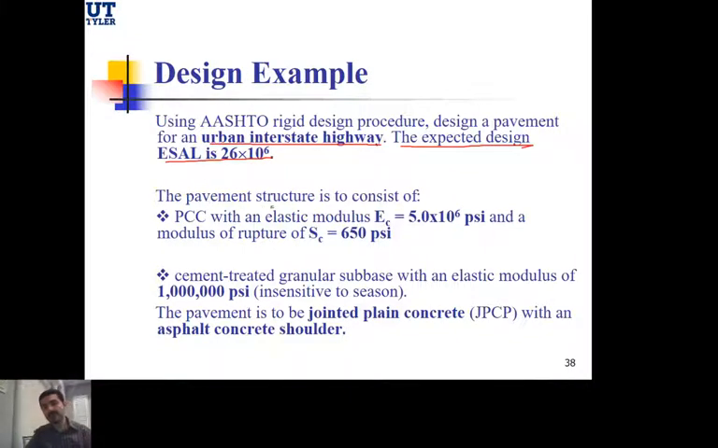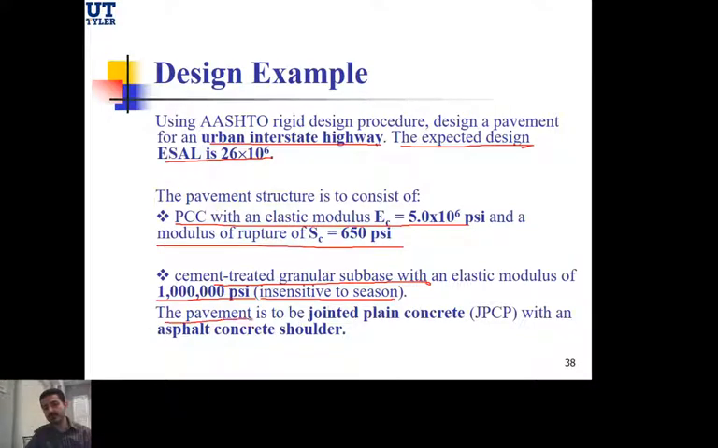The pavement structure is to consist of a PCC with an elastic modulus of 5 million psi and a modulus of rupture SC of 650. And then we have a cement treated granular subbase with an elastic modulus of 1 million psi, which is insensitive to the season. That is a little bit different than what we discussed in a previous example, where the modulus of the subbase can or cannot change with seasons or with months.